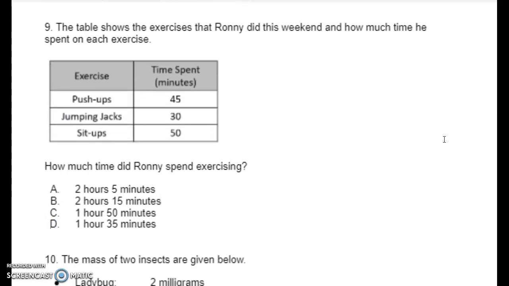Number 9. The table shows the exercises that Ronnie did this weekend and how much time he spent on each exercise. So you have exercise here, time spent in minutes here. Push-ups, 45 minutes. Jumping jacks, 30 minutes. Sit-ups, 50 minutes. How much time did Ronnie spend exercising? A, 2 hours, 5 minutes. B, 2 hours, 15 minutes. C, 1 hour, 50 minutes. D, 1 hour, 35 minutes.